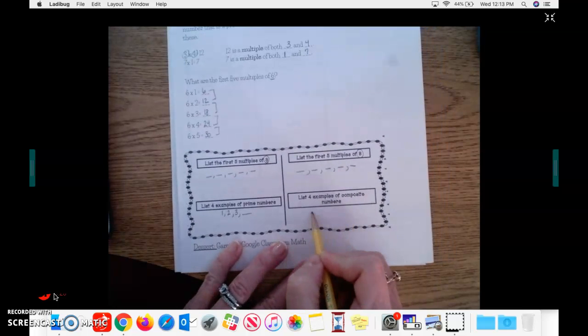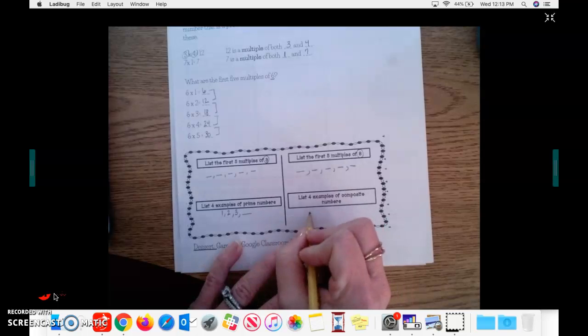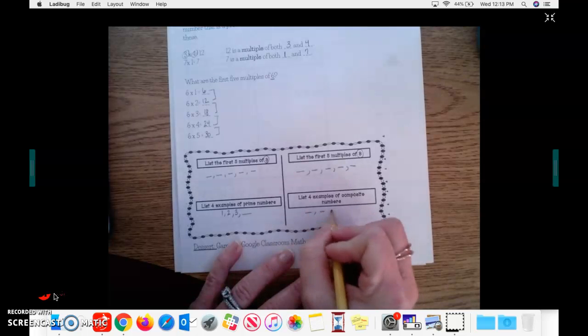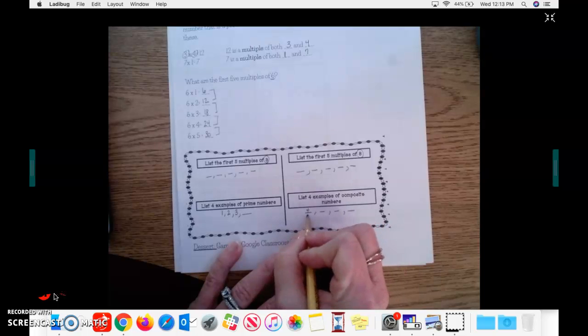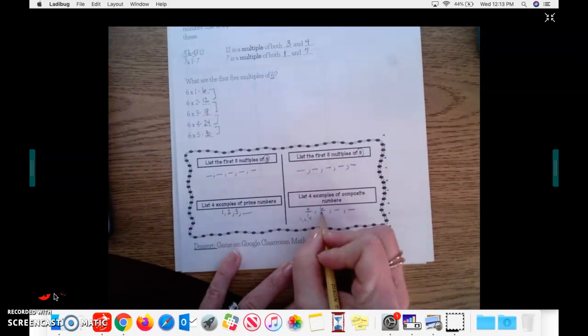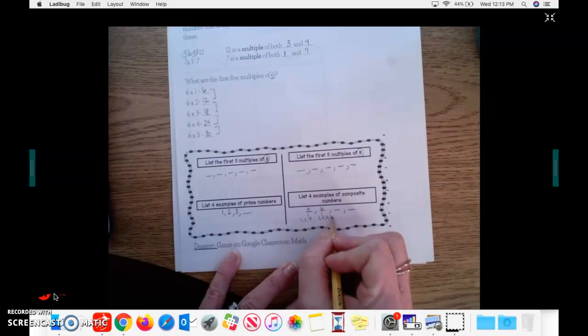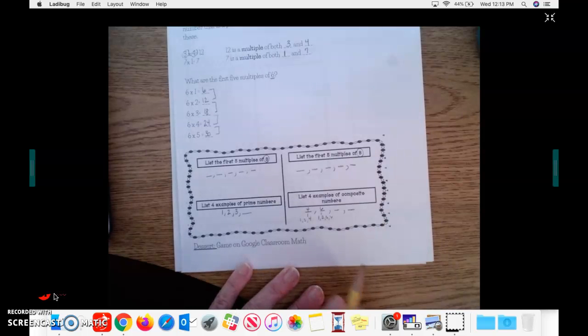Finally, composite numbers, which there's going to be a greater number of composite numbers. These are numbers that have more than just 1 and itself as factors. So see if you can come up with, we'll start with the number 4 because I know that 1, 2, and 4, so that's more. Then I have 6, so I know 1, 2, 3, and 6. So see if you can come up with 2 more composite numbers.